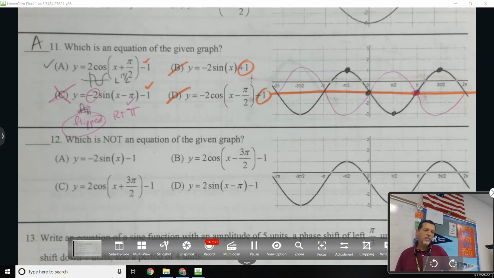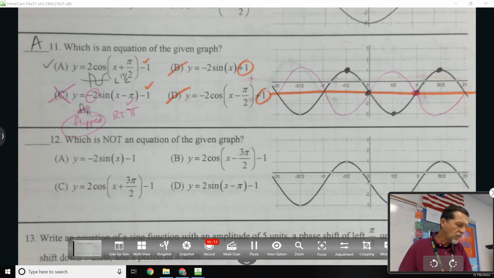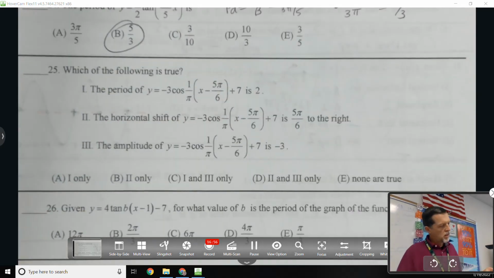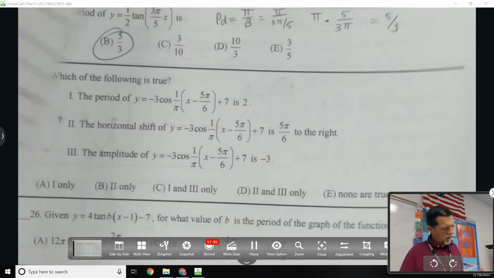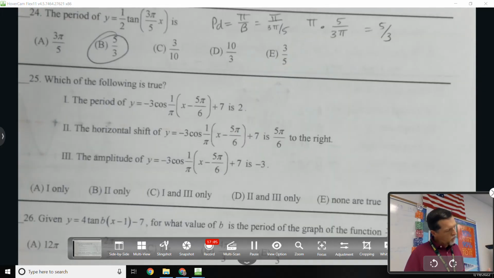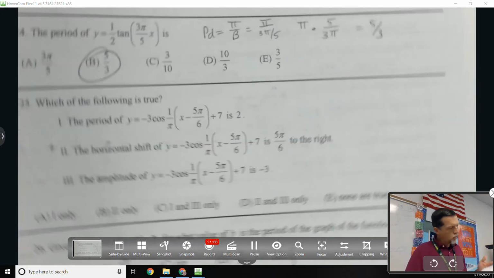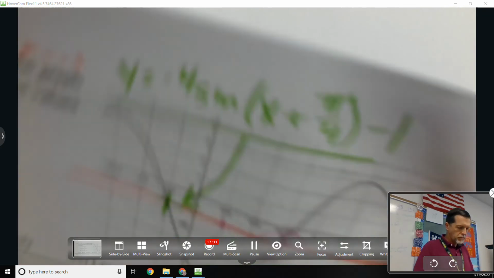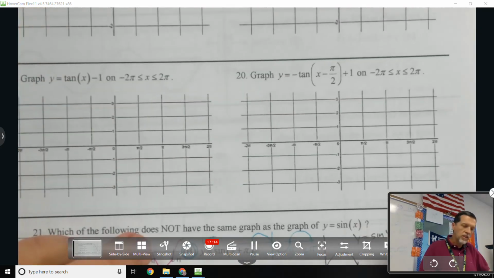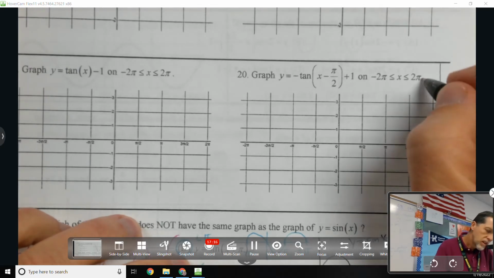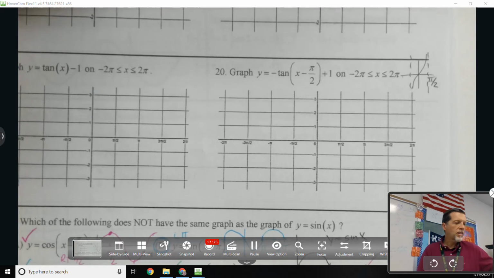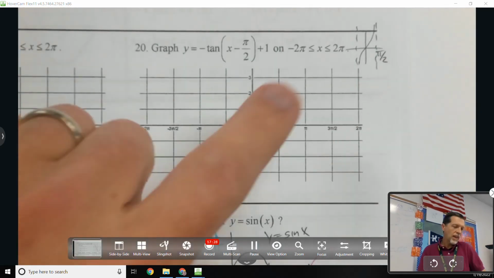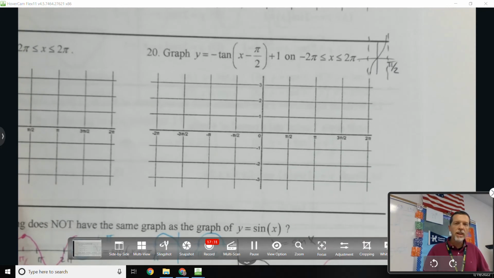All right, what else? Should probably do something with tangent. We could do 32 or let's do 20. Graph a tangent. Again, I think it's worthwhile to sketch a parent function when you're graphing these. It just sort of forces your brain into thinking, that's what a tangent looks like, that's where I'm headed.